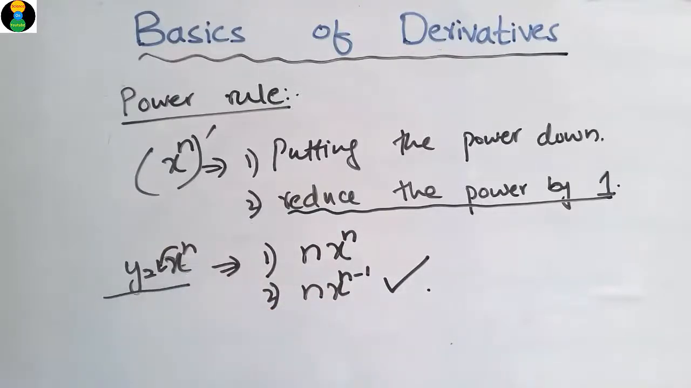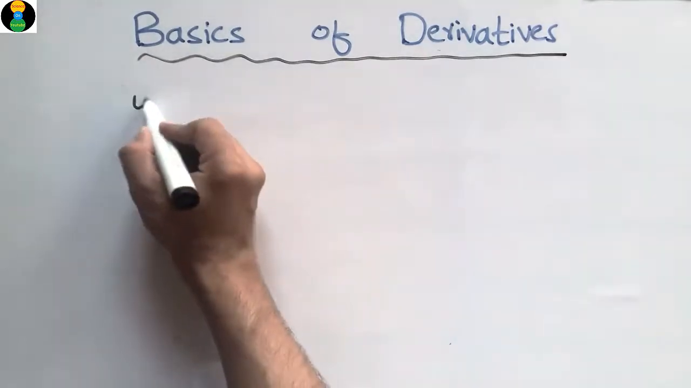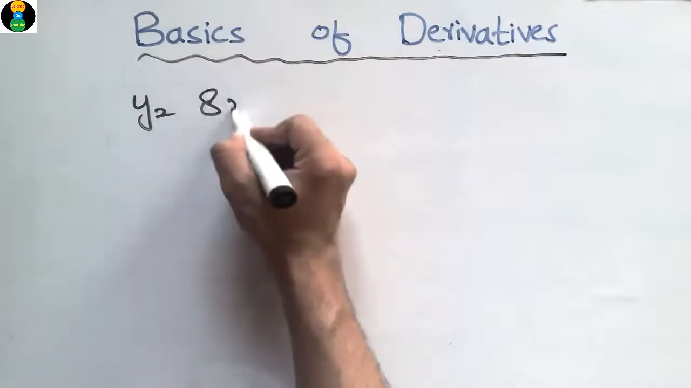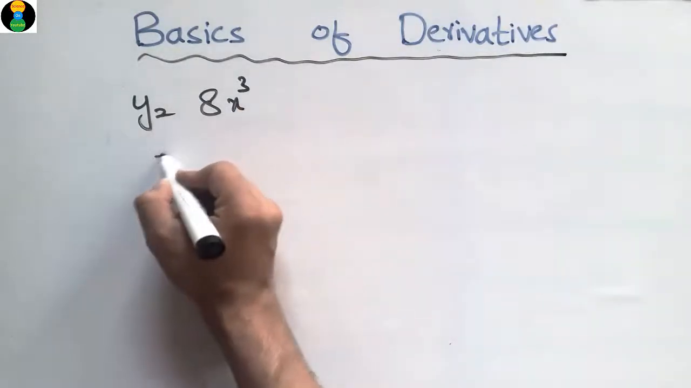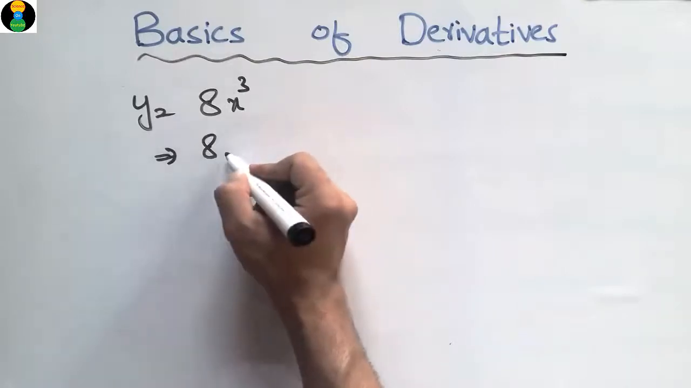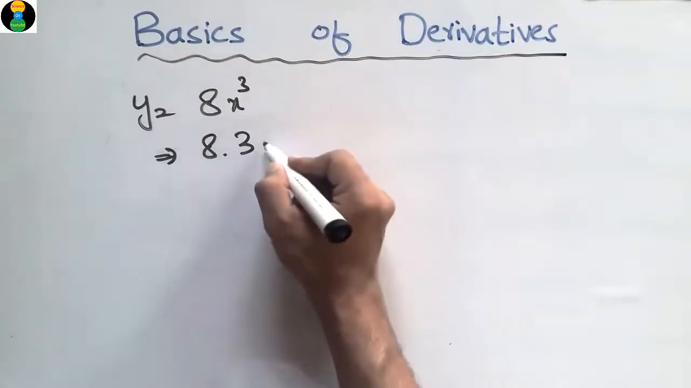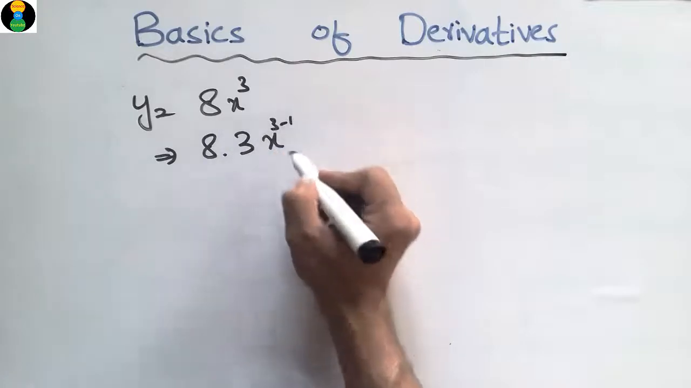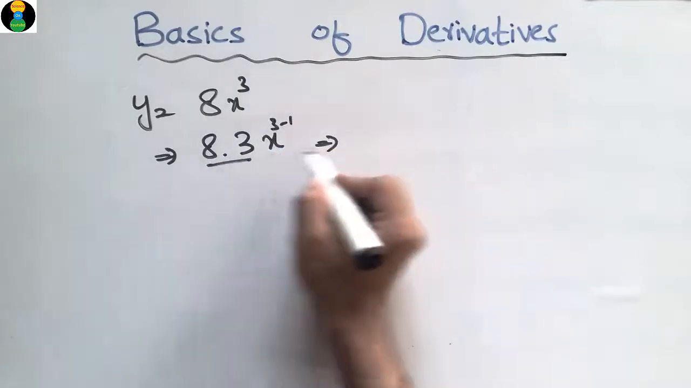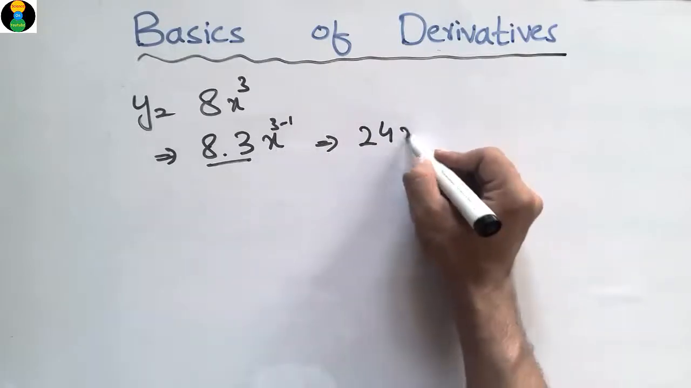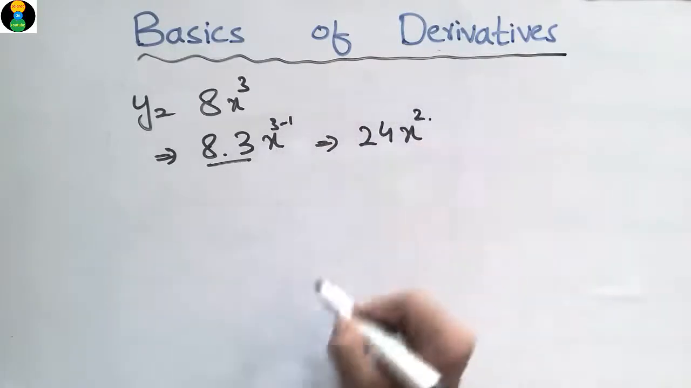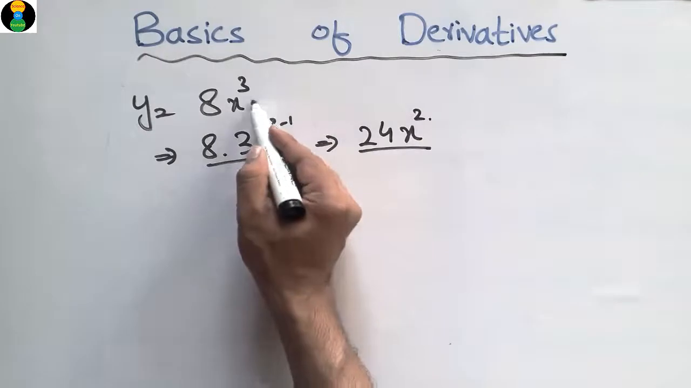Now I will do more examples and a complex example on this topic. Now I will solve another example, y is equal to 8x power cube. So how to solve this? This is done in two steps. The first one is putting the power down, and then reduce the power by 1, 3 minus 1. So simplifying, 8 times 3 is 24, and x power 2. So this is the derivative of this function.